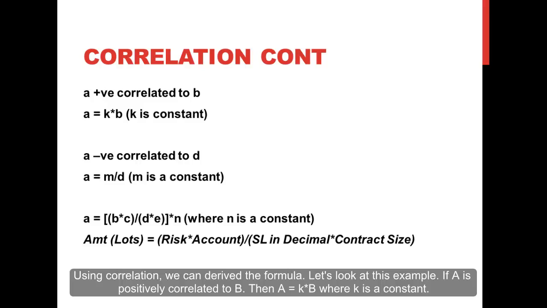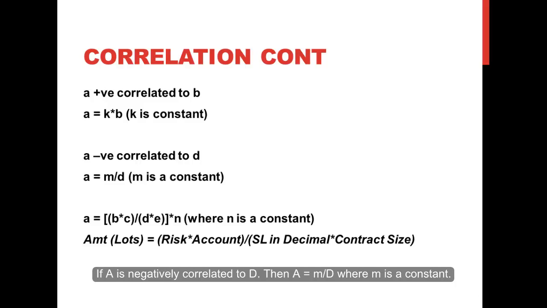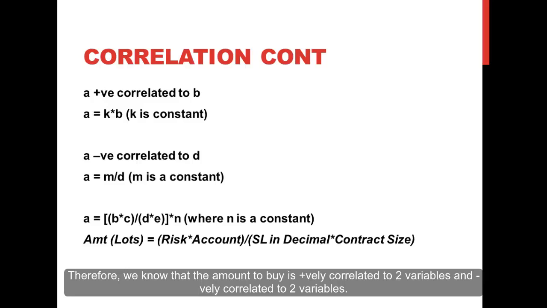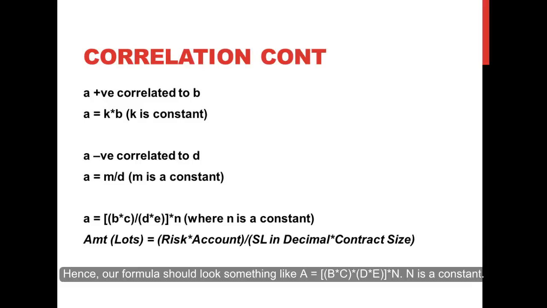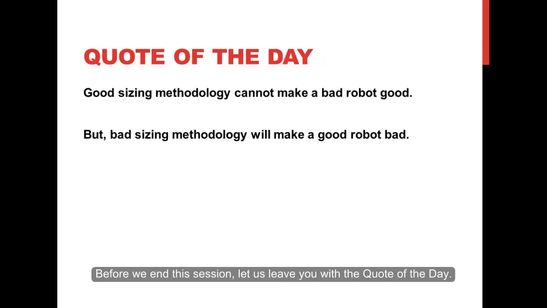Let's look at this example. If A is positively correlated to B, then A could be said to be equal to K times B, where K is a constant. If A is negatively correlated to D, then A could be said to be equal to M divided by D, where M is a constant. Therefore, we know that the amount to buy is positively correlated to two variables and negatively correlated to two variables. So our formula should look something like A equals B times C in the numerator divided by D times E in the denominator, and all of that times N, where N is a constant. With that, we will end up with lots equals risk times account balance divided by stop loss in decimal times contract size.